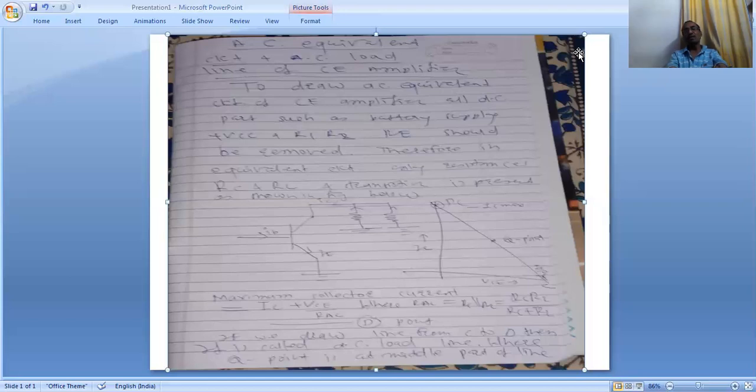Understood? This is the AC load line, quiescent point, and AC equivalent circuit of the common emitter single stage common emitter amplifier.